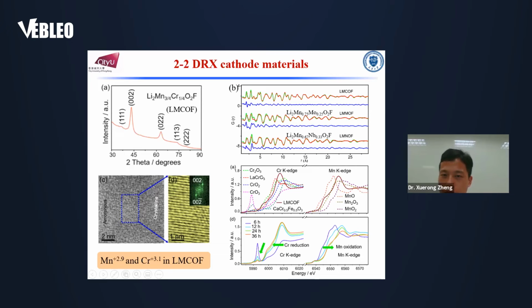And we also performed hard XAS to characterize the valence states of the transition metals. We can find that the chromium was reduced to about 3+, and then the manganese was oxidized to about 3+. It means that there is no different transition metal in the LMCOF. And we performed the hard XAS at different ball milling stages, and we find that with the increase of the ball milling time, the valence state of chromium was reduced, and the manganese valence state was oxidized continuously.